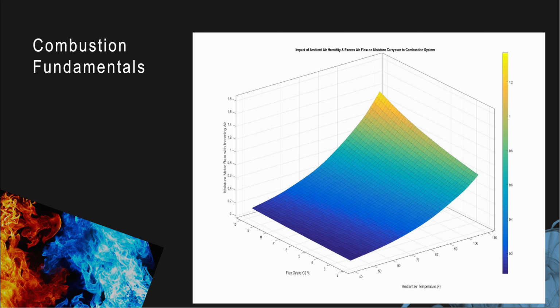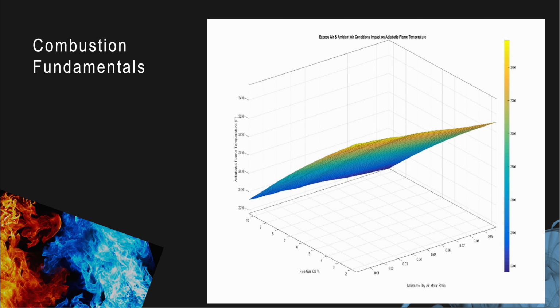So when I combine those two concepts, when I have excess air in an environment that has excess humidity, you can now look at how the adiabatic flame temperature would look. Here is your excess air. The more air I put in, and if we have air like, for example, in Louisiana, very humid, now you can see how that depresses the adiabatic flame temperature.